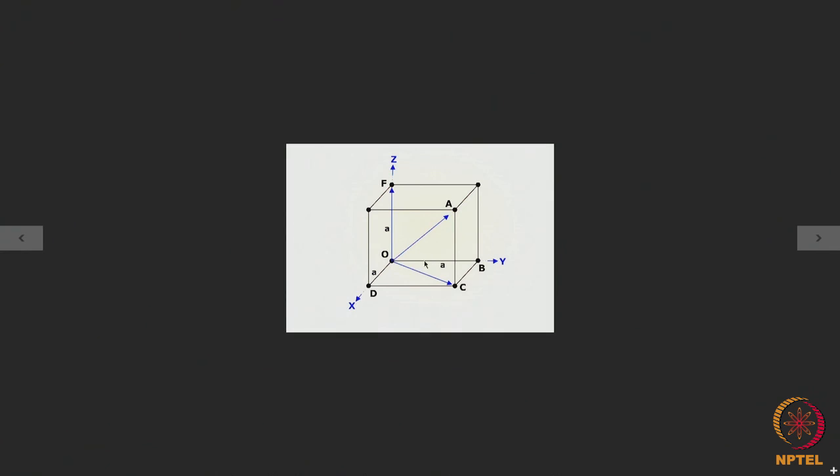Now, in a similar manner, it is quite possible to find out this direction or this direction. For example, if I want to find out this particular direction along OC, we know that we move unit lattice parameter along x axis, unit lattice parameter along y axis and no movement along z. So, it is a 1, 1, 0 direction. And what about this particular direction? Well, again following the same procedure from the origin, we move unit lattice parameter along x, unit lattice parameter along y, and unit lattice parameter along z to reach this point. So, this direction will be 1, 1, 1.